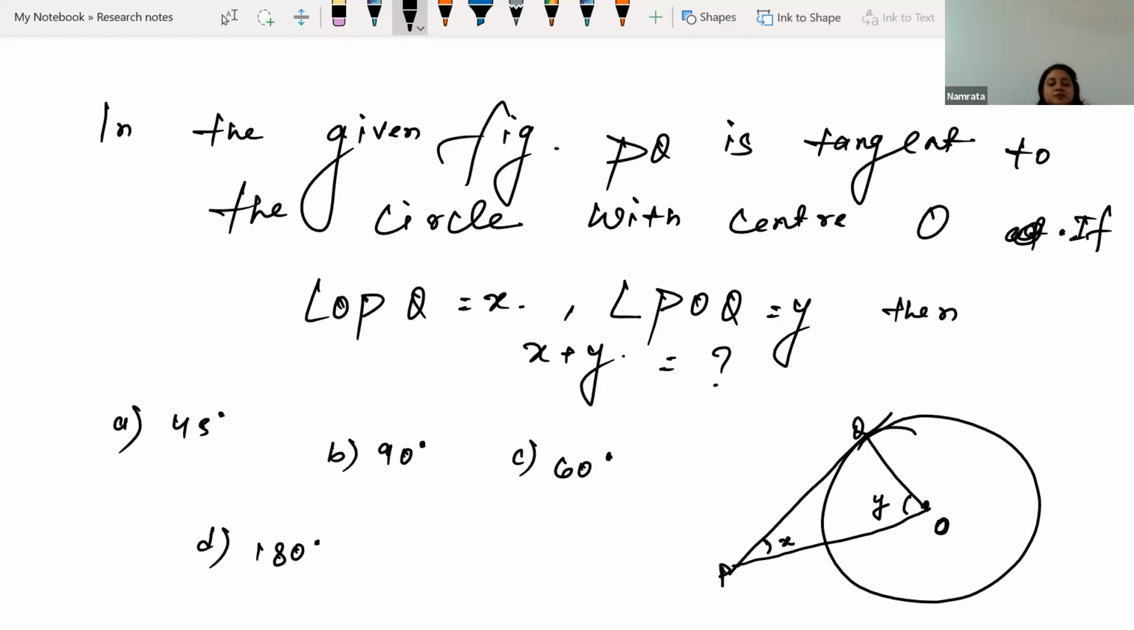What to do over here? Anyone having any idea? No idea? Any circle theorem will work over here?